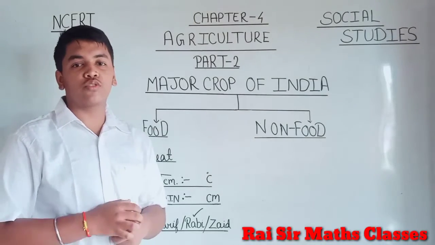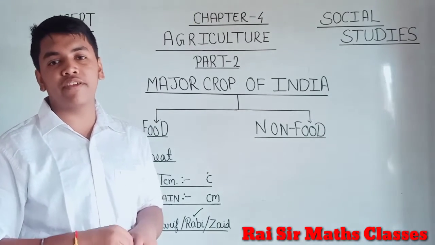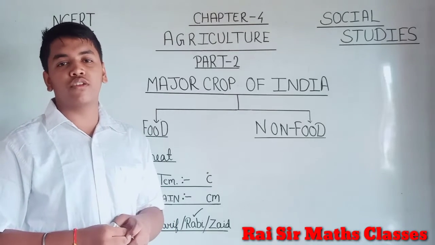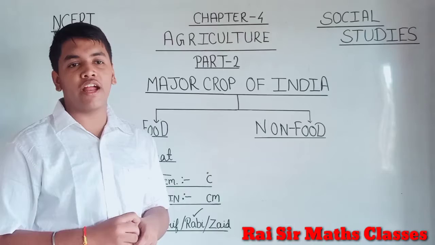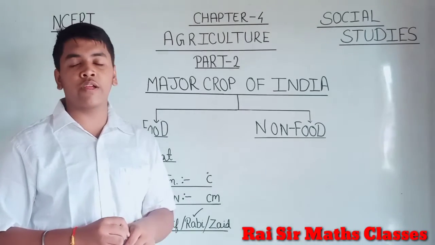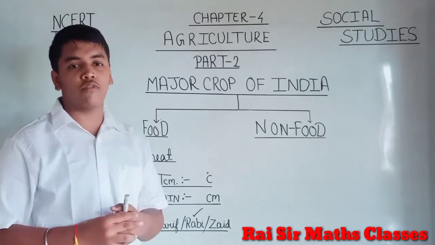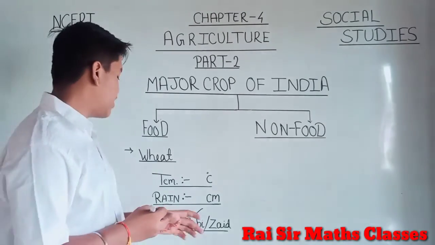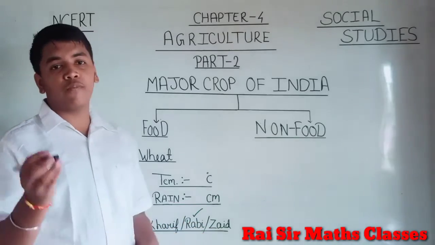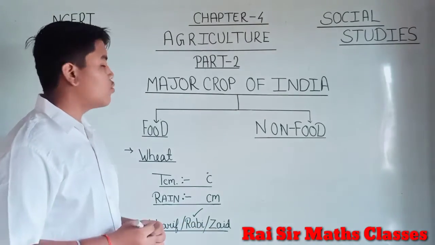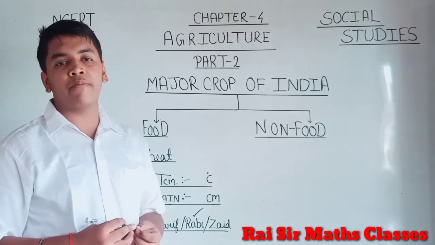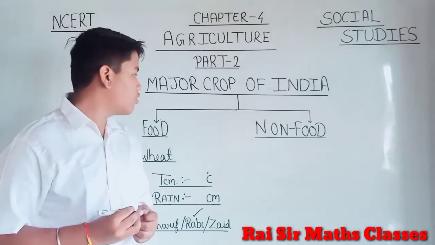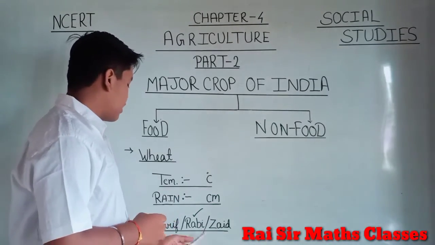What is a Rabi crop? Whoever has not seen my previous video of agriculture part 1, I request all of the viewers to see that video first, and then you get quick knowledge about this part of major crops: what are Rabi crops, what are Kharif crops, and how we can distinguish Zaid crops from Rabi and Kharif. All these things I have described in my previous video of agriculture part 1. So I request all of you to see it first. It is a Rabi crop.